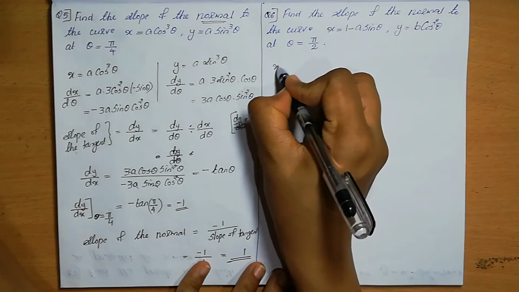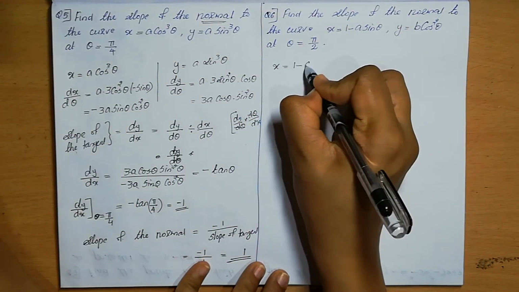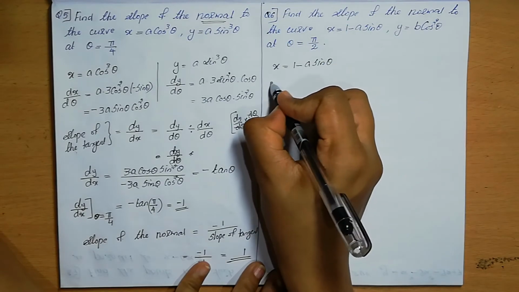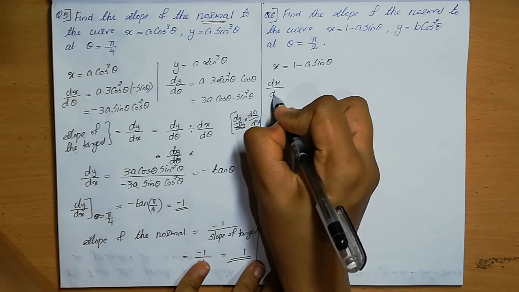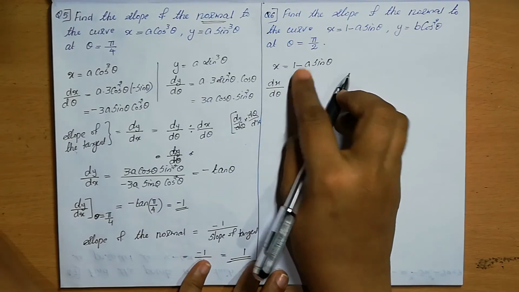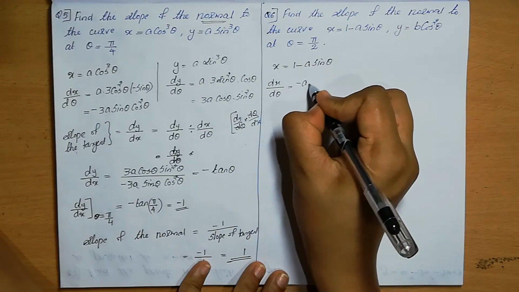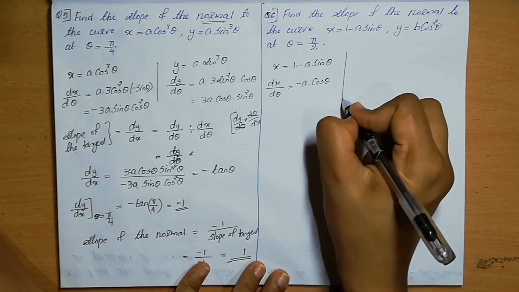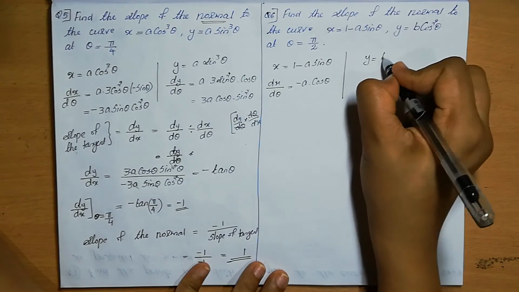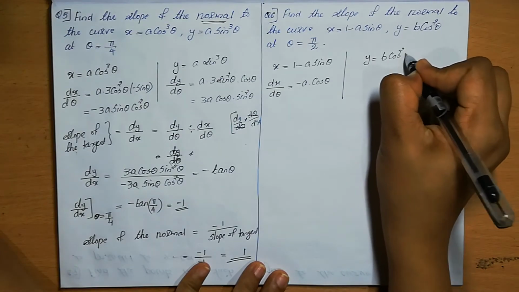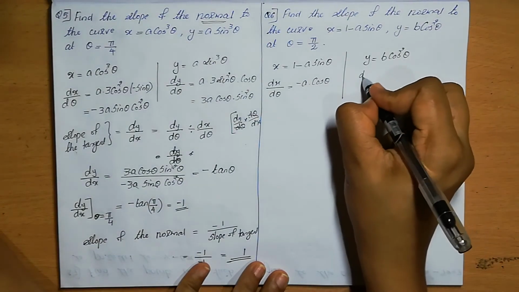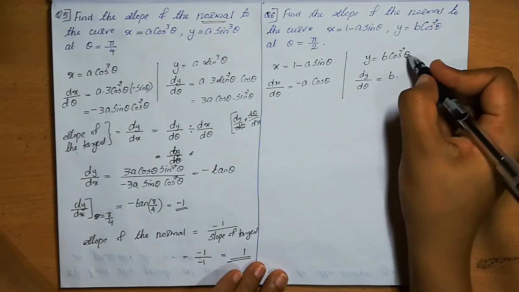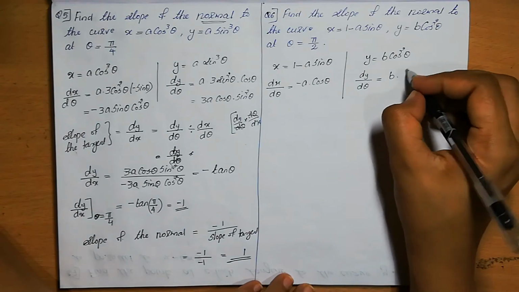So, x equal to 1 minus a sin theta. Differentiating with respect to theta, dx by d theta equal to derivative of 1 is 0, minus a is a constant, derivative of sin theta is cos theta. And next one is y equal to b cos square theta. Differentiating with respect to theta, dy by d theta, b is a constant, derivative of cos square theta is 2 cos theta.